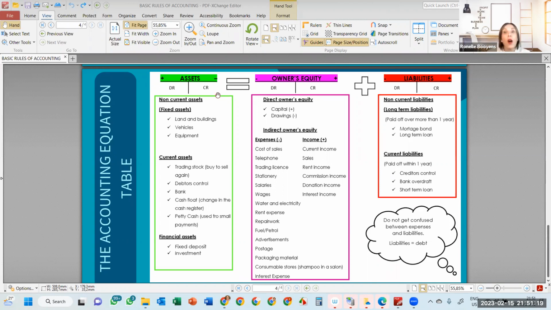And the reason why that should happen is so that the accounting equation balances out, so that what's on the left-hand side of the equation is ultimately equal to what's on the right-hand side of the equation. Okay, let's have a look.